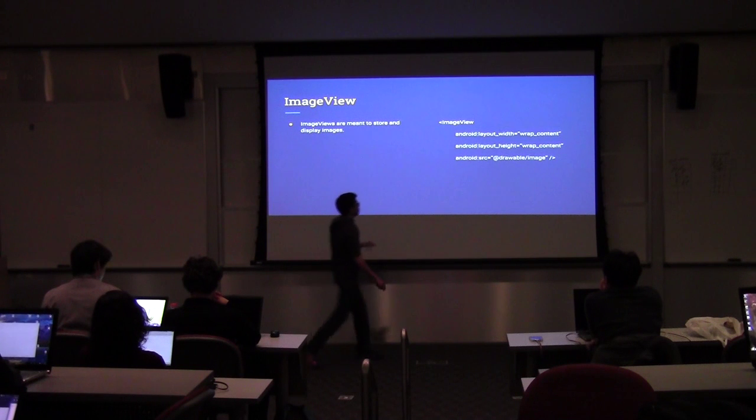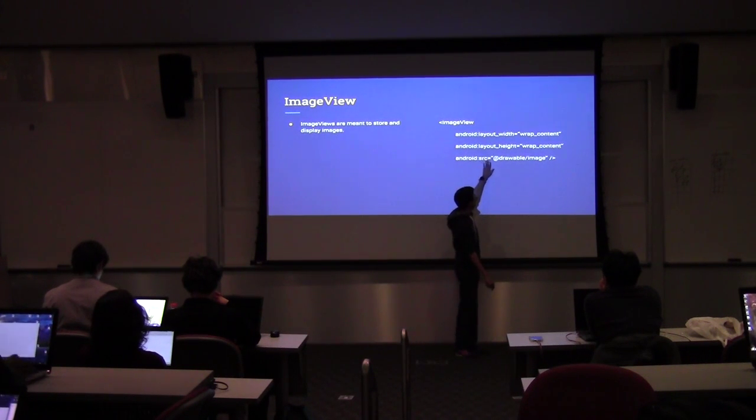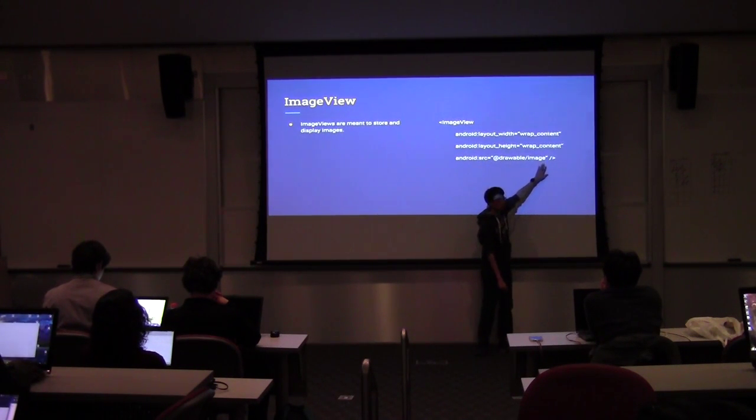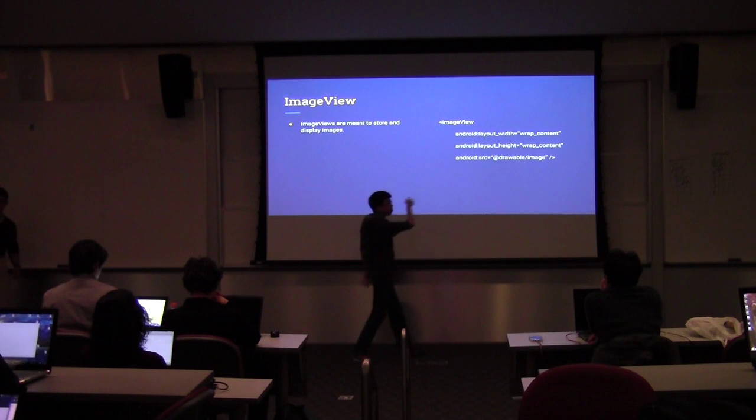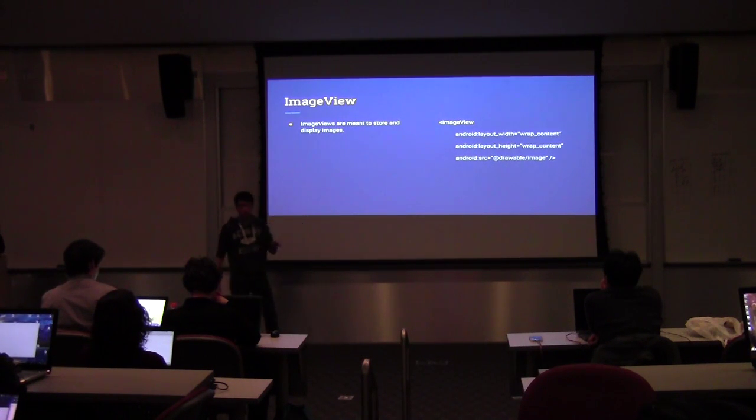The important part though is this source parameter here, which is going to define where and what the image is going to be. In this case, it's going to be @drawable/image. So @drawable is the folder that the image is stored inside.